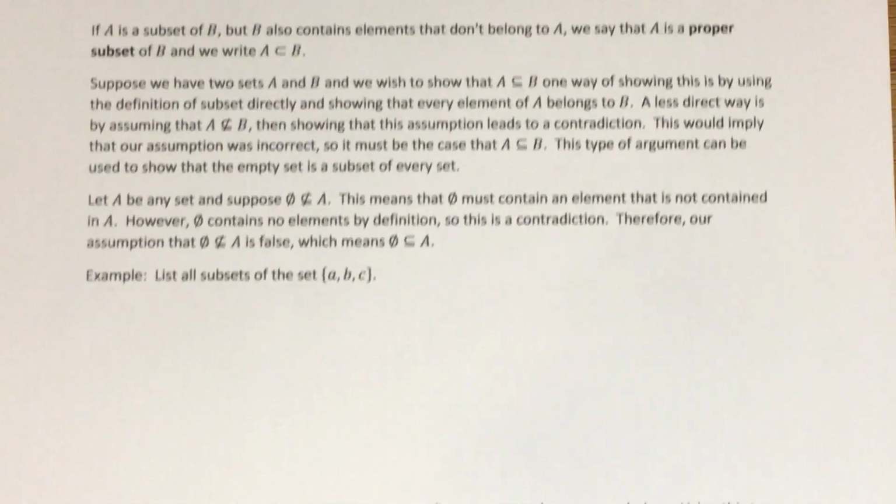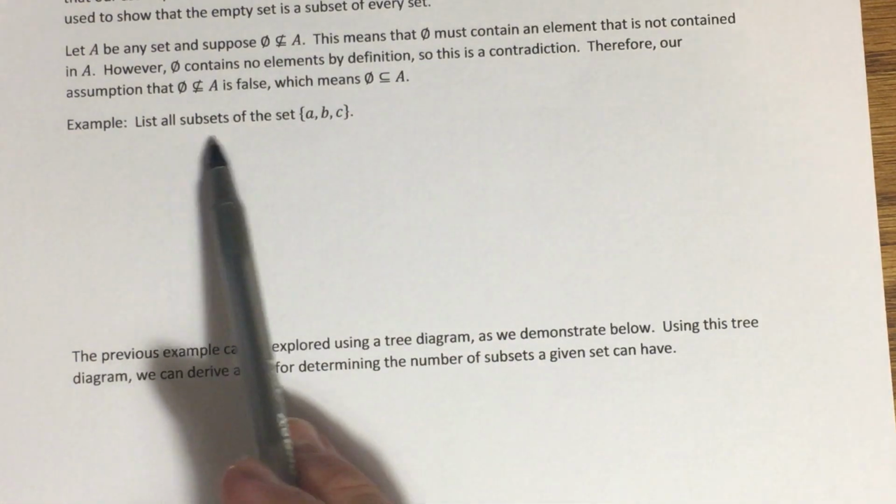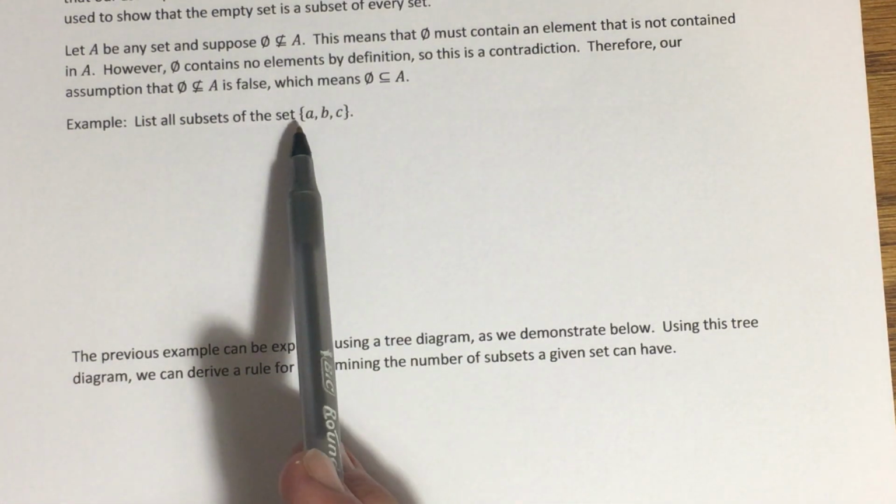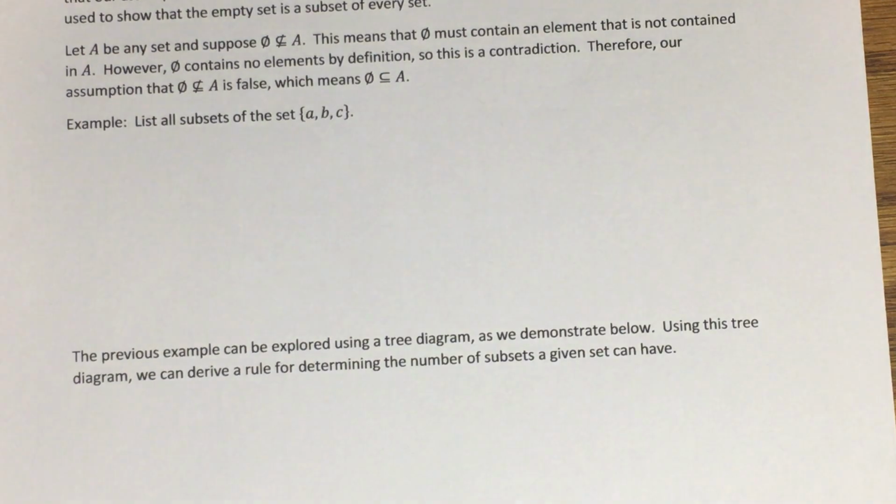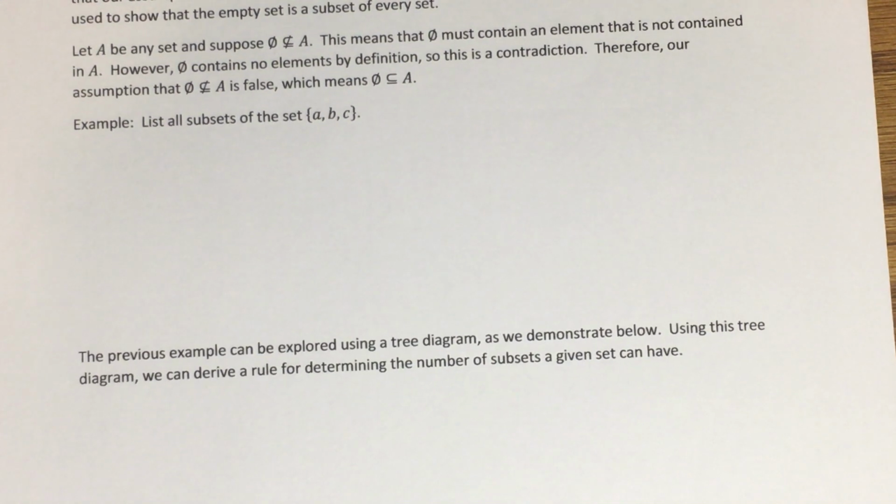Okay? Now, let's do an example that's going to lead to kind of a formula that we'll close this section out with. I want to list all of the subsets of this set here, A, B, C. Okay? And I'm going to try to do this in a structured way. So I don't want to just randomly think of subsets. I want to do this in a way that's organized and lets me know that I've thought of everything that I needed to think of.